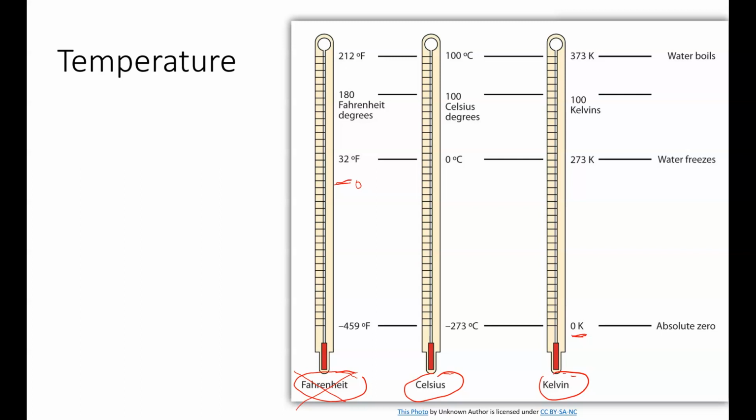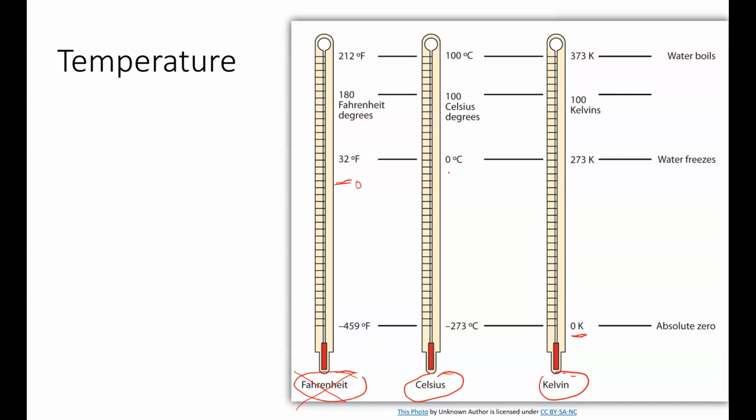If we look at a comparison of each of these scales, in Fahrenheit, 32 degrees Fahrenheit is the freezing point of water. For Celsius, 0 degrees Celsius is the freezing point of water. And in Kelvin, 273 Kelvin is the point at which water freezes. These are also the temperatures at which water melts from the ice to liquid water.